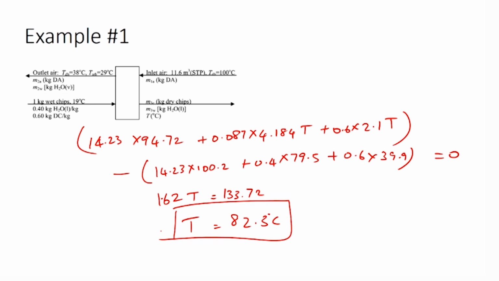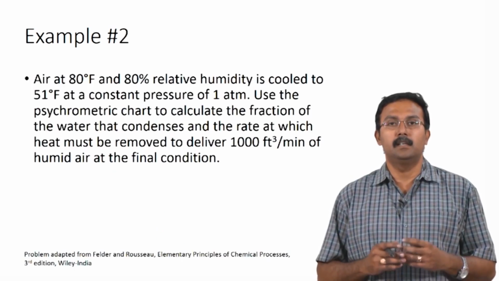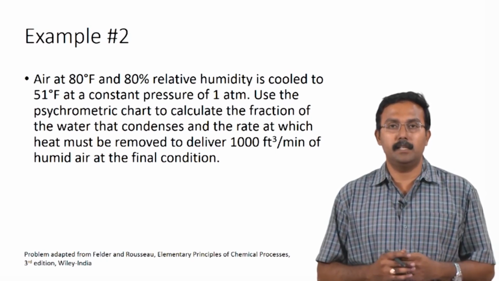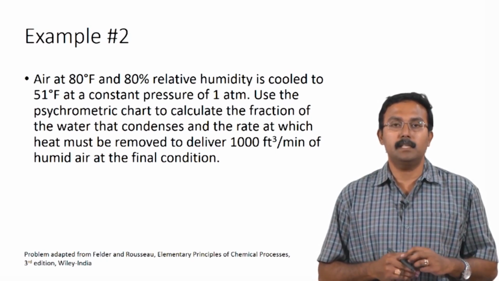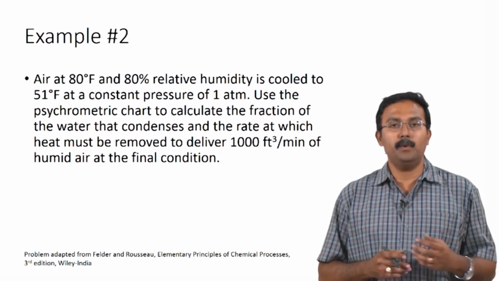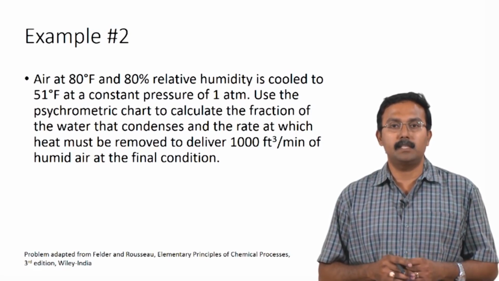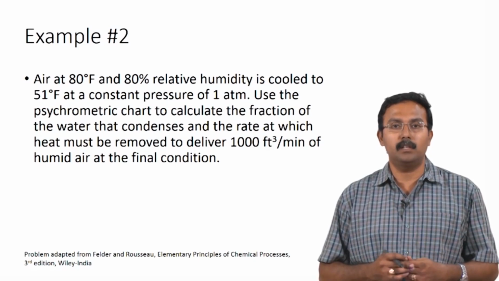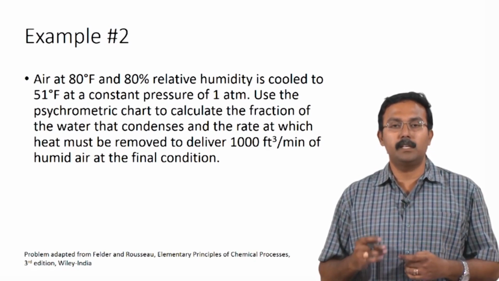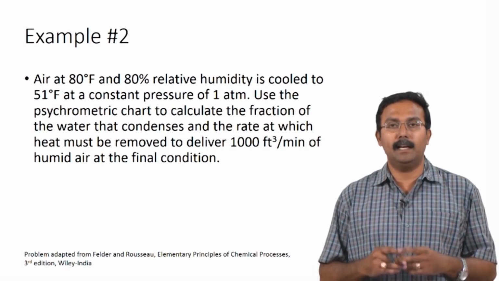Let us look at one more example problem on how to use psychrometric charts for performing energy balances. This time we are going to look at a problem which uses the American engineering system. So, the problem statement goes as: air at 80 degree Fahrenheit and 80% relative humidity is cooled to 51 degree Fahrenheit at a constant pressure of 1 atmosphere. Use the psychrometric chart to calculate the fraction of water that condenses and the rate at which heat must be removed to deliver 1000 feet cube per minute of humid air at the final condition.